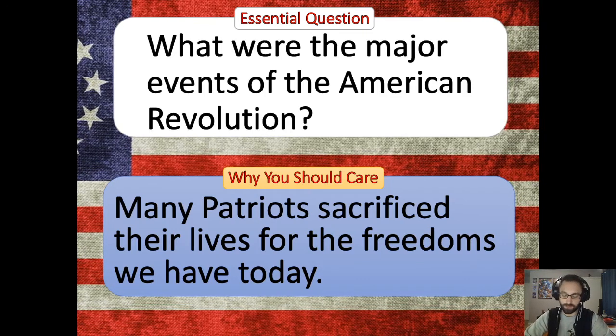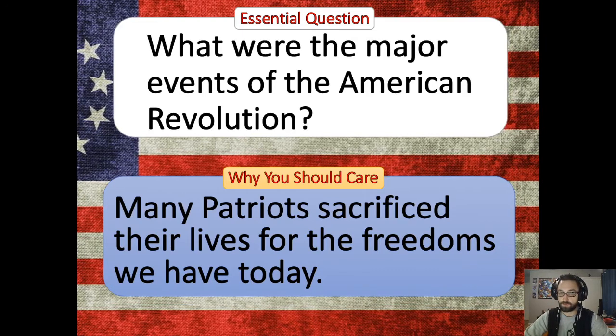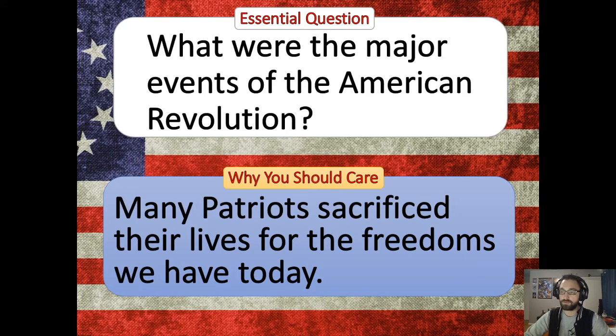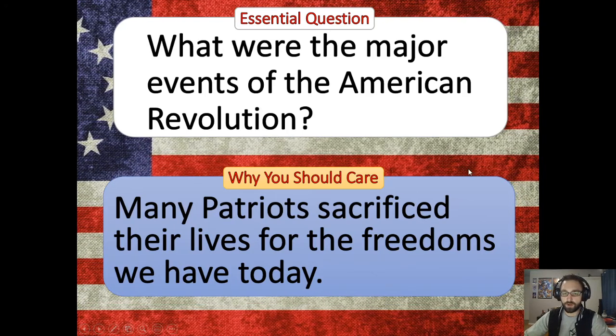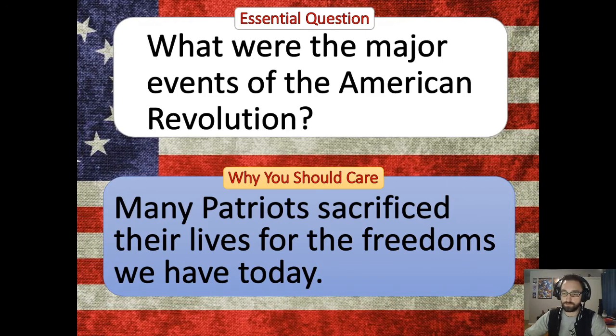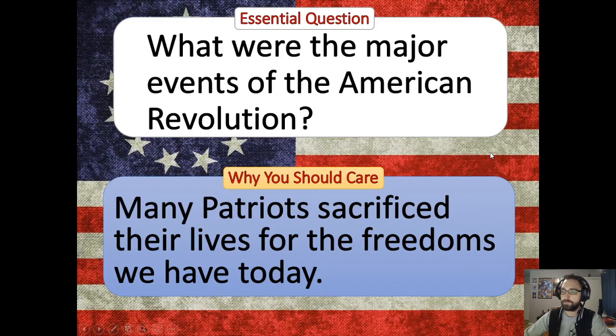And the reason we're learning about this is that a lot of people, a lot of patriots, sacrificed their lives for the freedoms we have. So it's important to know what happened during that time. So I'm going to move on here. If at any point you need to pause to copy the blanks down, please feel free to do so. I'm just going to move through here so we keep this video as short as we can.